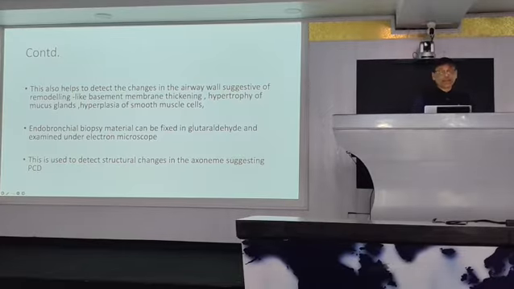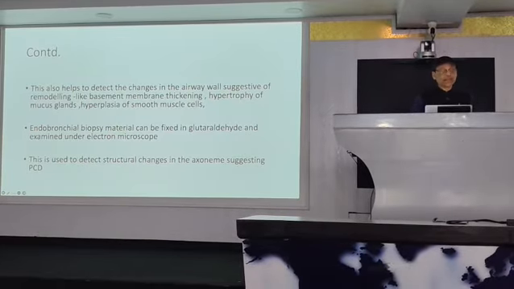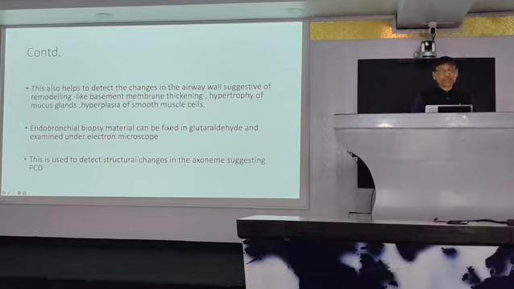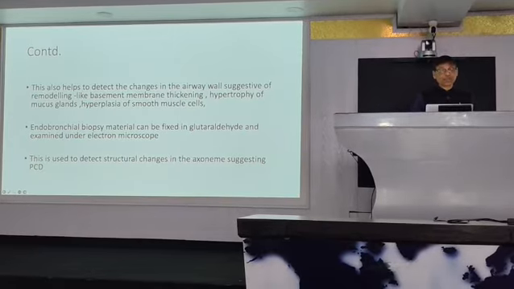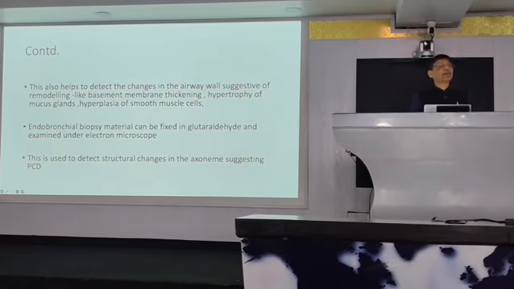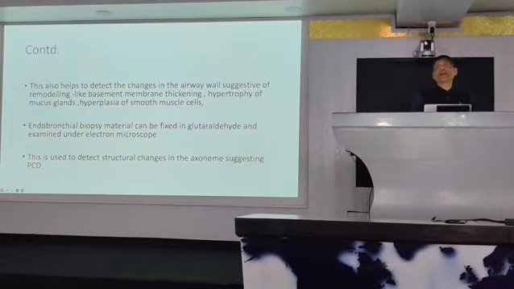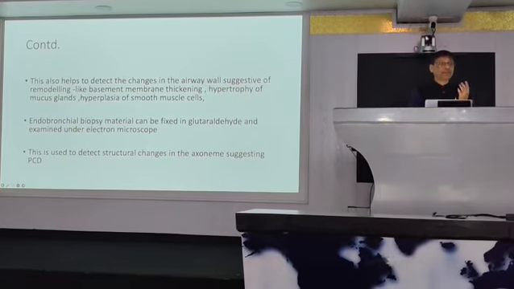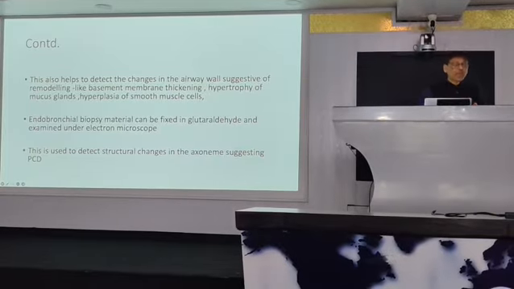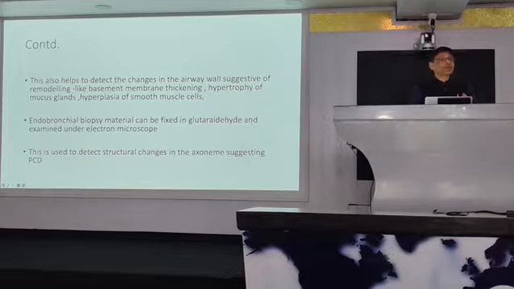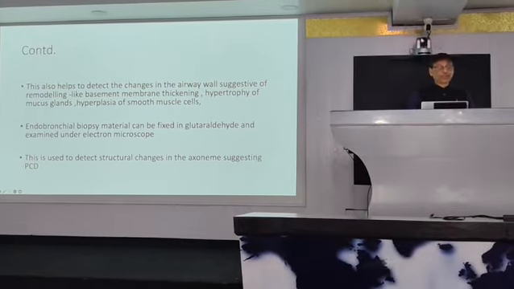Endobronchial biopsy material can be fixed in glutaraldehyde and examined under electron microscope. This is used to detect structural changes in the axoneme suggesting PCD. So in PCD, I have taught you all that we just take nasal scrapings also for the diagnosis. But if facility is available, we can take bronchial brush biopsy or this endobronchial biopsy. It will give a better result.